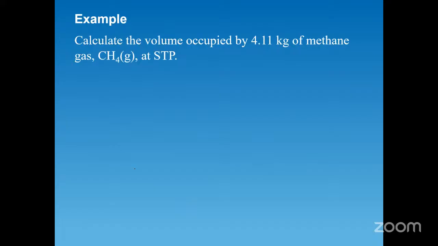Okay, so let's look at this example. It says calculate the volume occupied by 4.11 kilograms of methane at STP, right? So you're given 4.11 kilograms of CH4, and you're asked to determine the volume, presumably in liters, at STP, right? So basically, we start off with 4.11 kilograms of methane. What I would do is convert that to grams, and we all know how to do that. 1 kilogram of methane below, 1,000 grams of methane above.